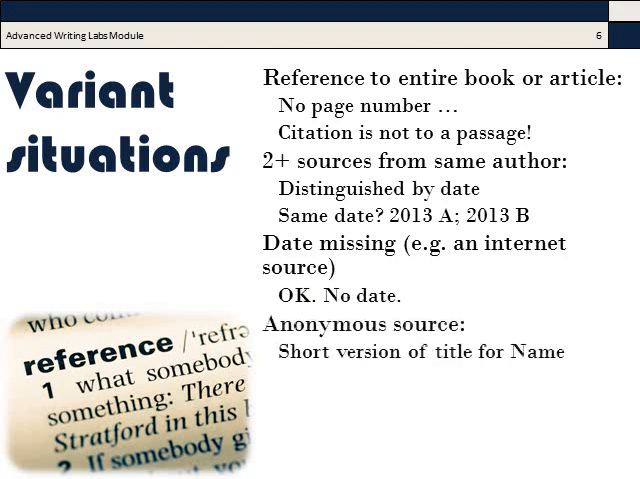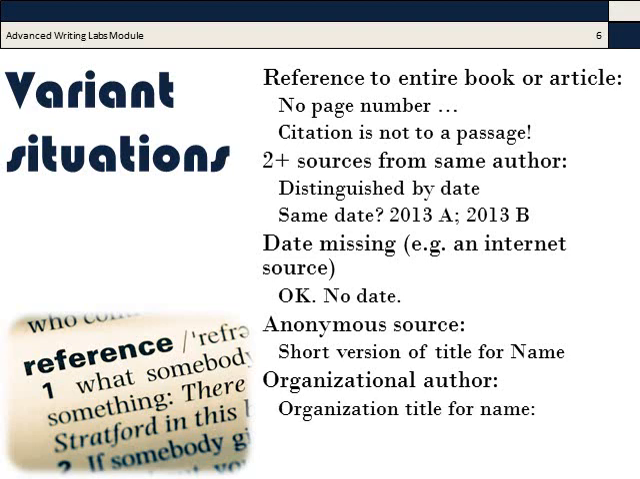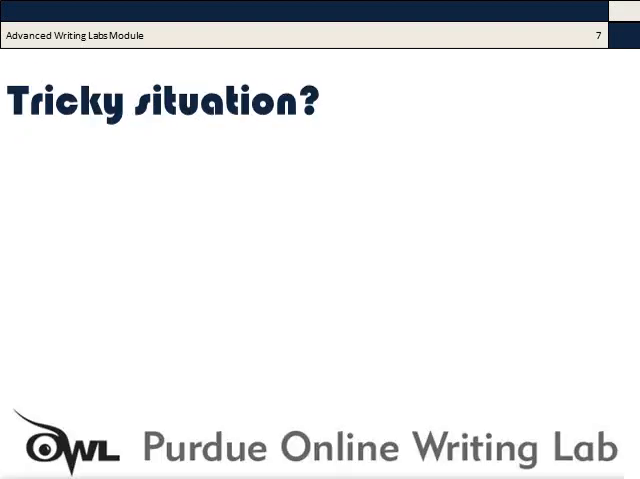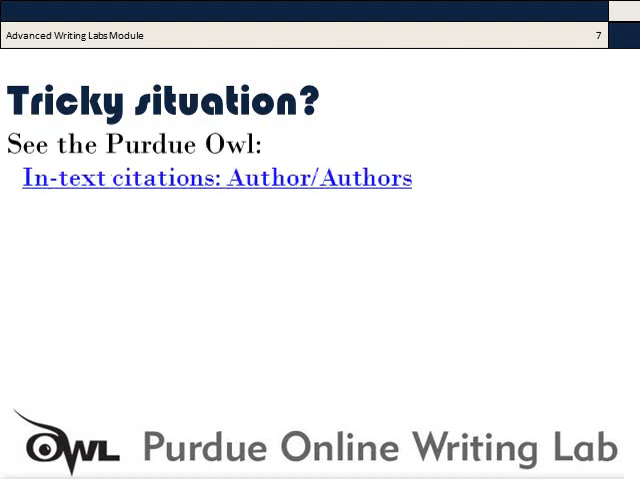How about an anonymous source? Well, there you use a short version of the title for the name in the citation. Perhaps, though, you have an organizational author. Well, then you use the organizational title for the name. For example, Aetna Insurance Group, 2014, page 13. Now, unless you do this stuff constantly, you can't keep in mind all of the different situations you'll find yourself in. If you're in a tricky situation, see the Purdue OWL.